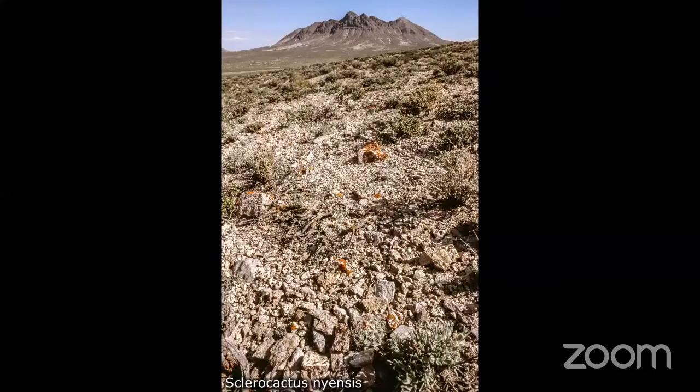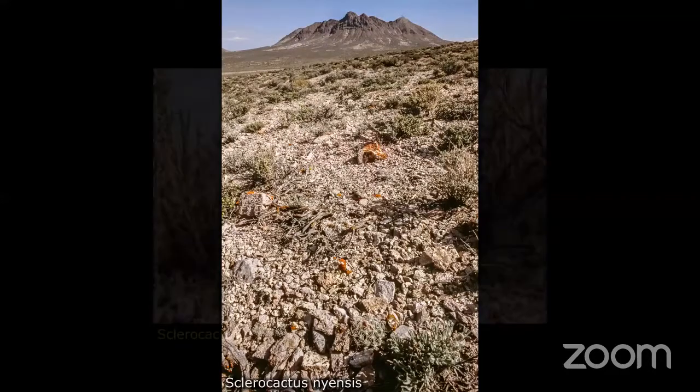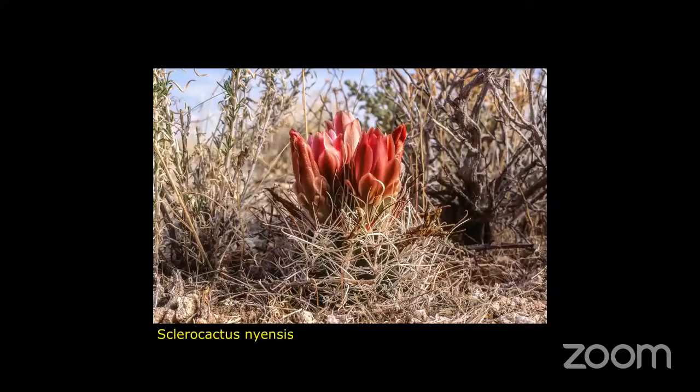Okay. So this is another location that Sclerocactus nyensis grows in south of Tonopah, where there's a lot more vegetation in the area. And it's very difficult to find in these situations. You can see in this photograph that if this plant was not in bloom, it would be very difficult to see. The spines just blend right in to all the dried grasses in the area.